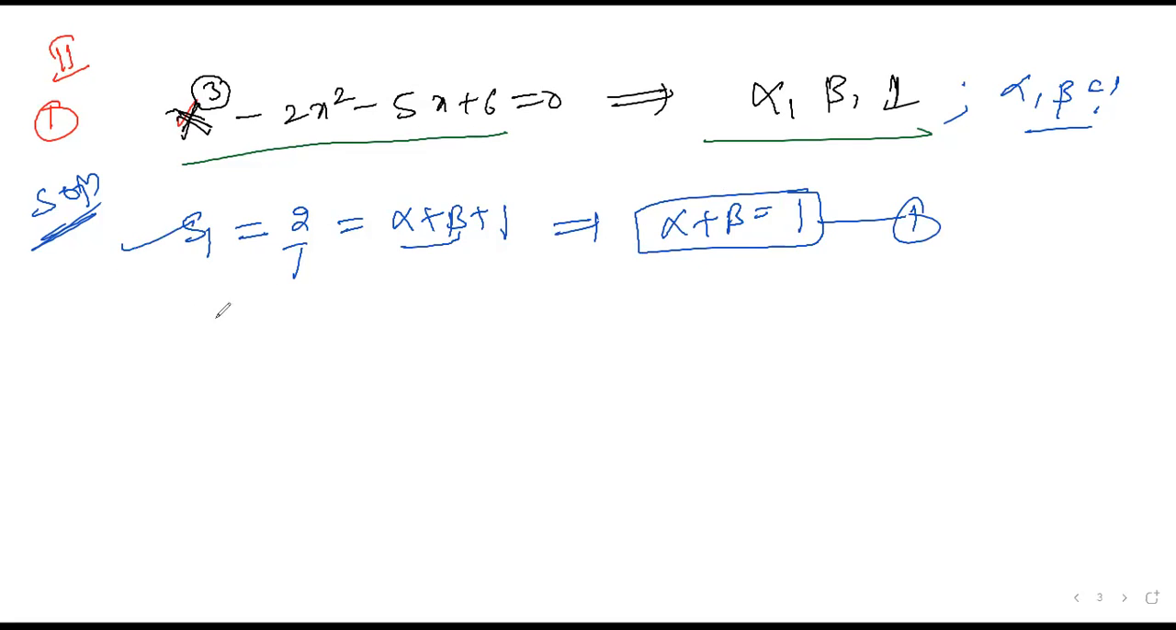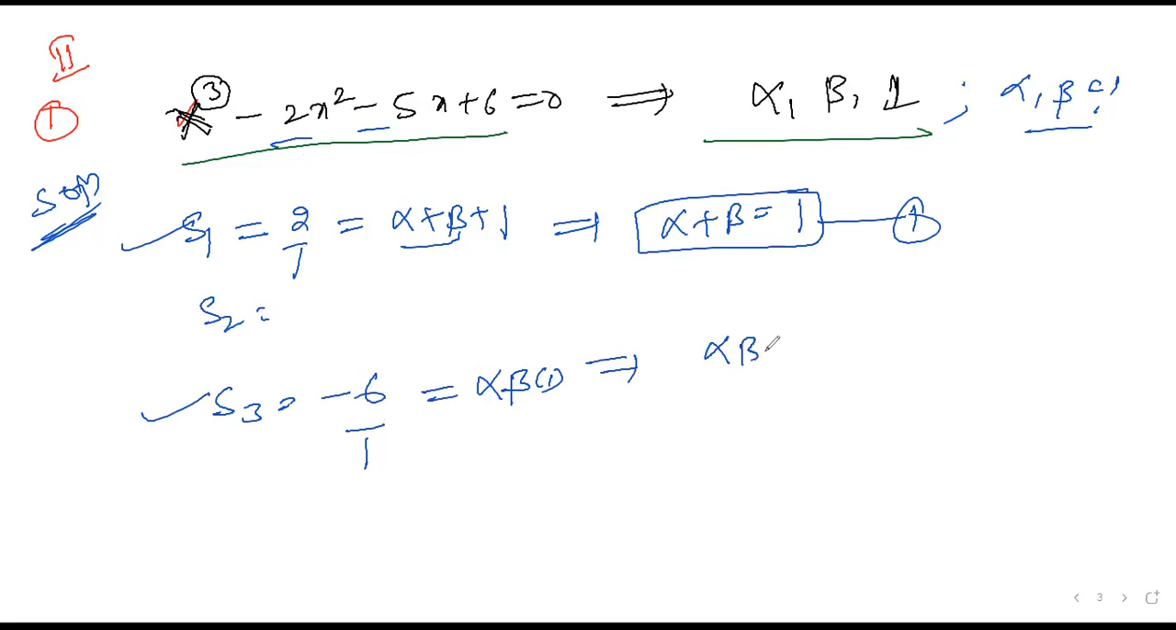First thing is clear. S2 is not required for me; it is not useful here. I'll go to S3. What is S3? Minus plus minus, minus 6 by 1. S3 is nothing but alpha, beta, gamma. Gamma is equal to 1. So from this, what can I write? Alpha into beta is equal to minus 6. This is equation number 2. Clear? Yes, or any doubt? Clear. Right.